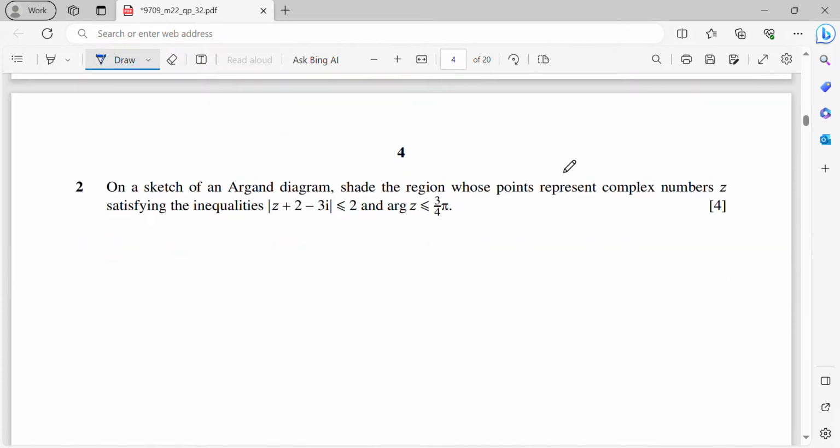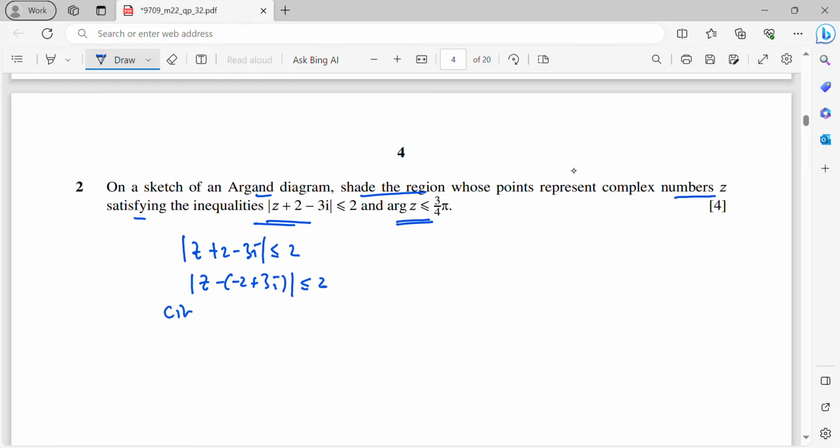Now question number 2. Sketch on an Argand diagram, shade the region whose points represent complex numbers z satisfying the inequalities modulus of z plus 2 minus 3i less than or equal to 2. So this means modulus of z minus (negative 2 plus 3i) less than or equal to 2. Then this is a circle equation with center at minus 2, 3, and the radius is 2 units.